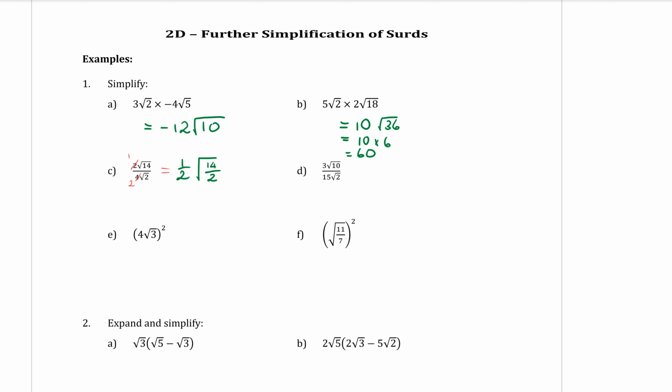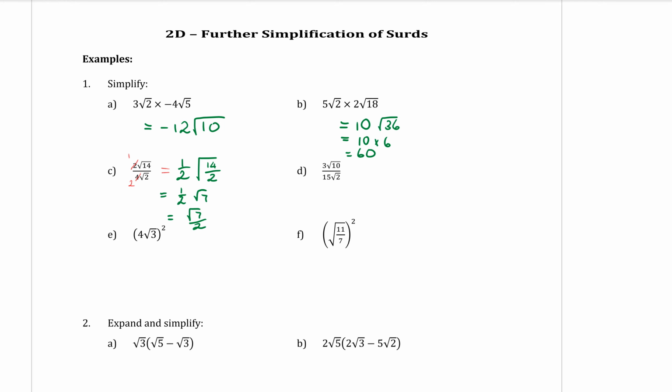Now, you might choose to do this in one step in the future. What you do then is you can then divide those numbers. 14 divided by 2 is 7. So I have half times root 7. But a better way to write that would be to put the root 7 on the top of that fraction. So root 7 over 2.